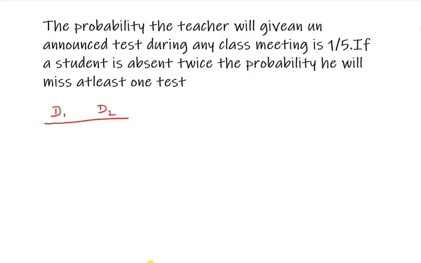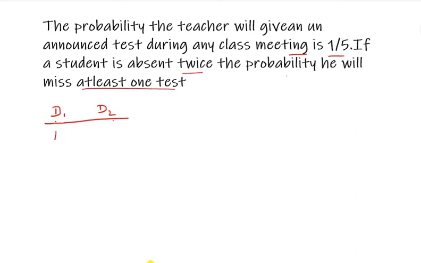Observe here, the probability the teacher will give an unannounced test during any class meeting is 1 by 5. If a student is absent twice, find the probability that he will miss at least one test. So suppose these are the 2 days the student is absent for the class.